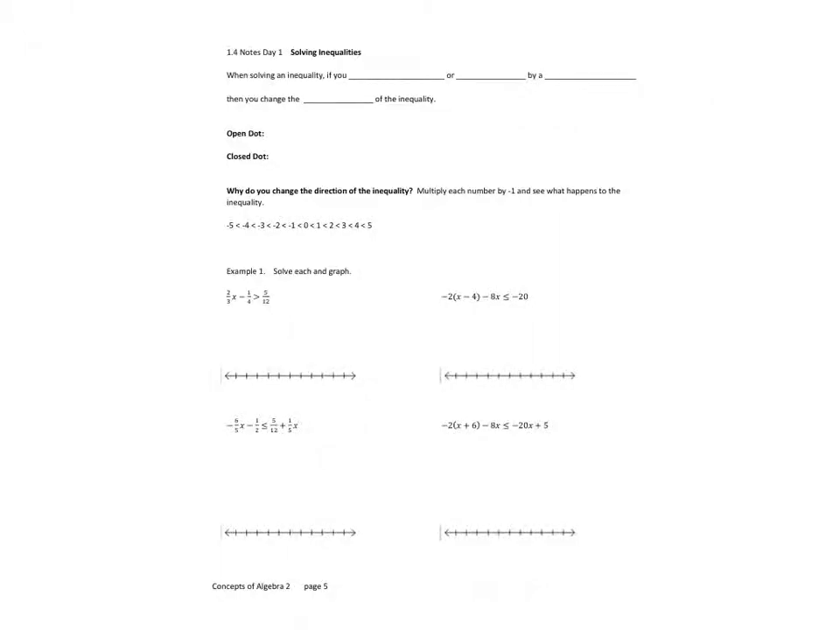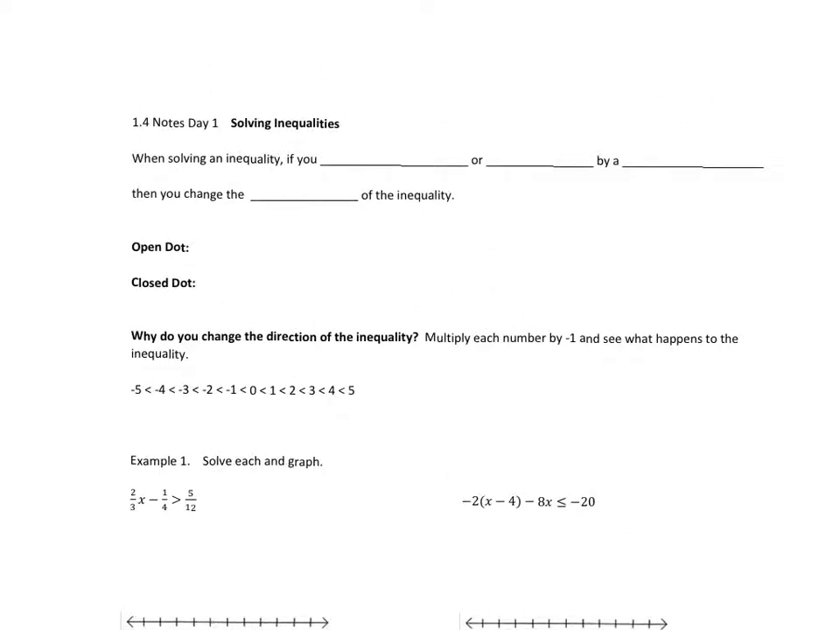When solving an inequality, if you multiply or divide by a negative number, you change the direction or sense of the inequality. And I'll show you why in a minute. So sense is the direction. So greater than would turn into less than. Greater than or equal to would turn into less than or equal to.